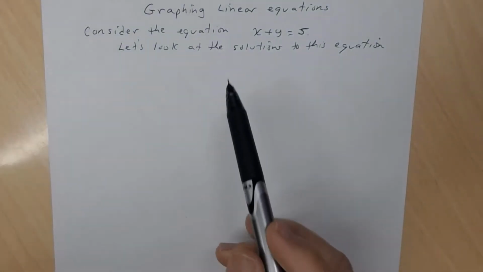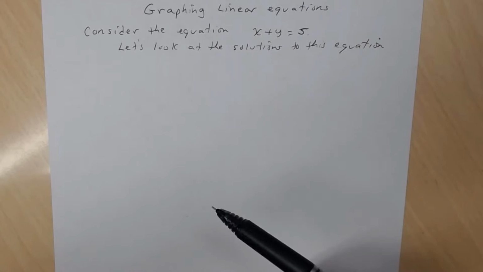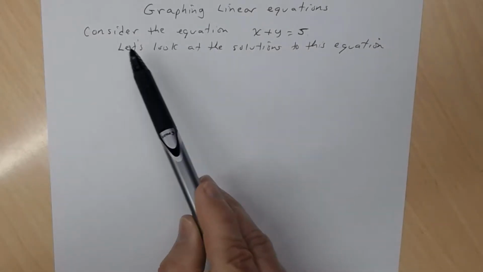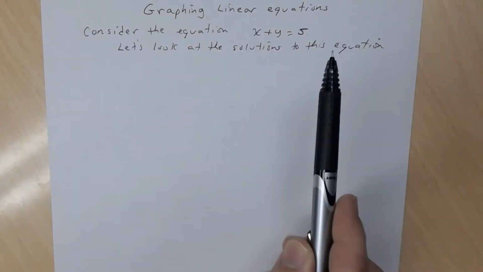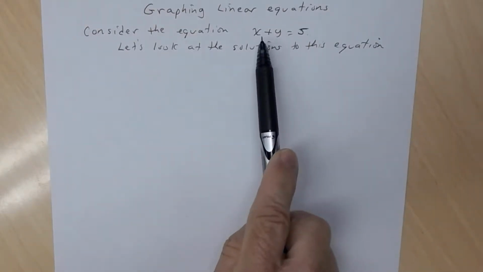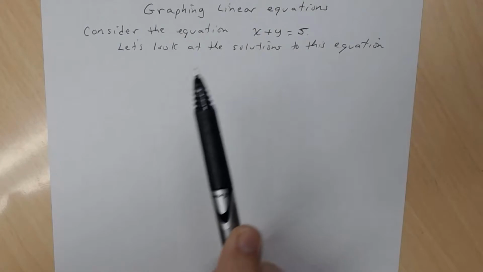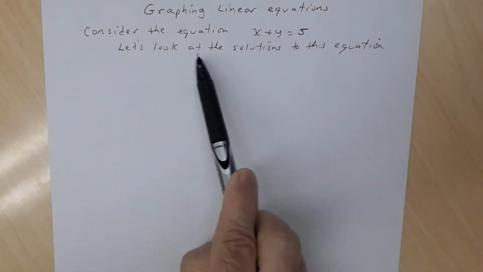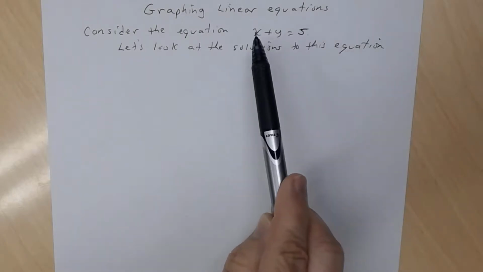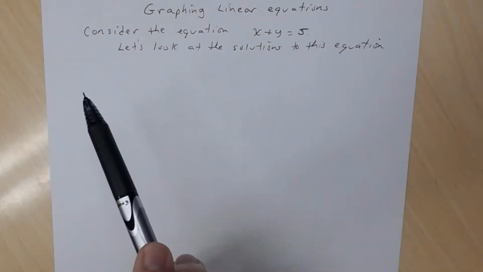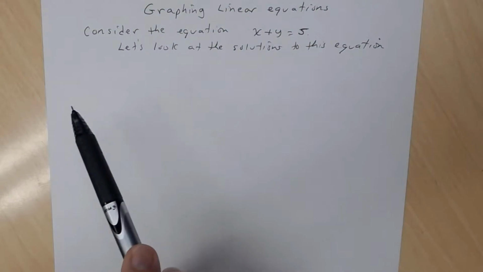Okay, so in this lesson, we're going to learn how to graph linear equations. First of all, let's consider this particular equation, x plus y equals 5. Notice that this equation has two variables, a variable x and a variable y. I'm trying to find the solutions to this equation. So what values of x and what values of y, when I add them up, will give me 5?